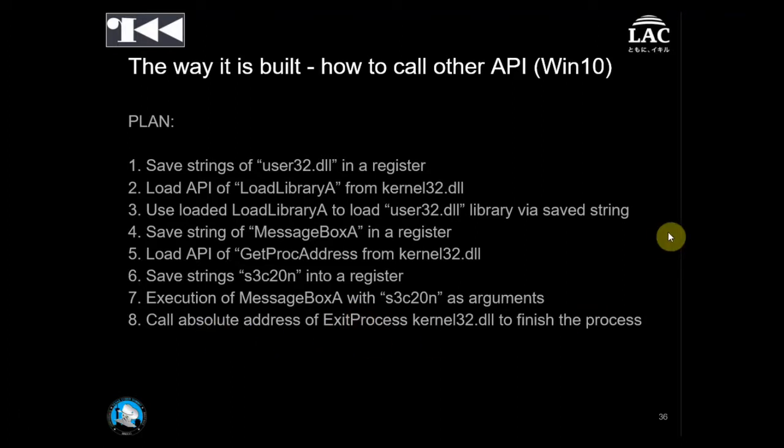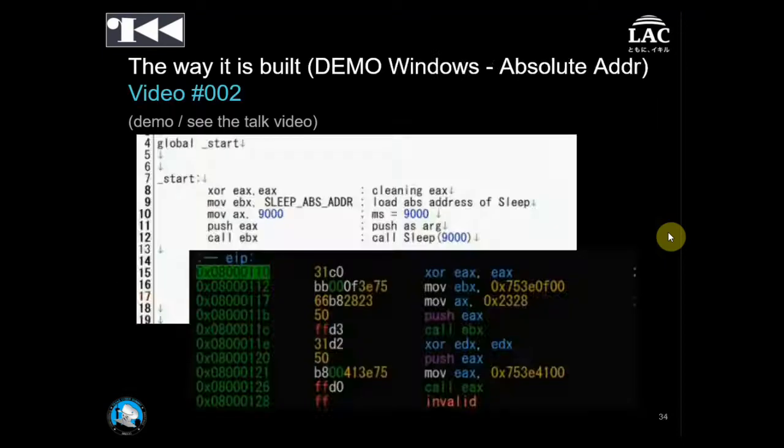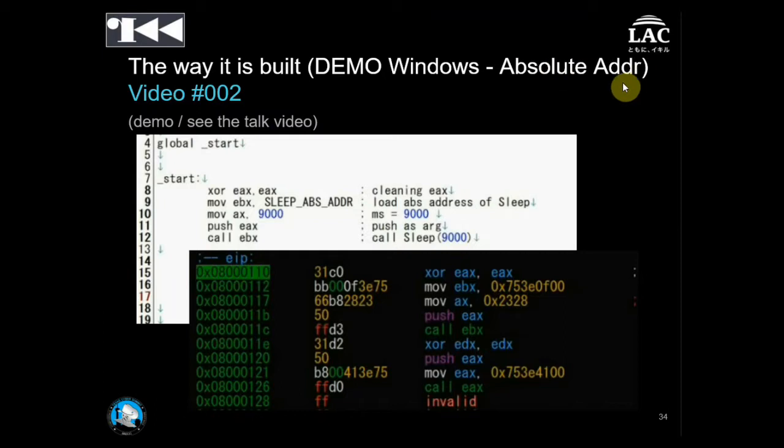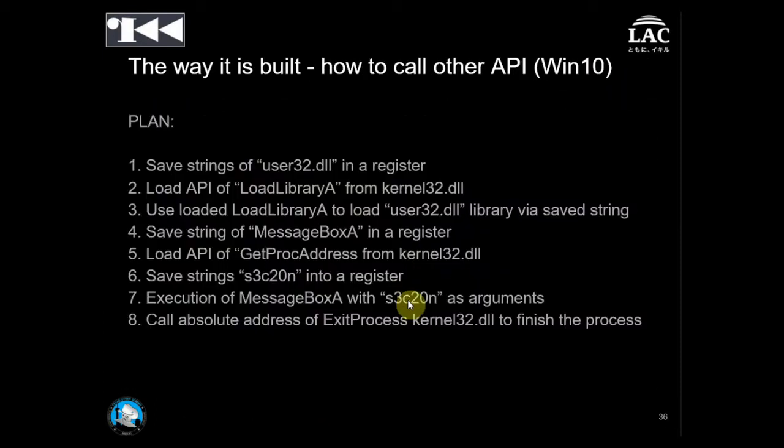So afterwards we can use the know-how that we did before, the absolute address, which we can use for invoking ExitProcess in kernel32.dll to finish the process. So this is the plan.